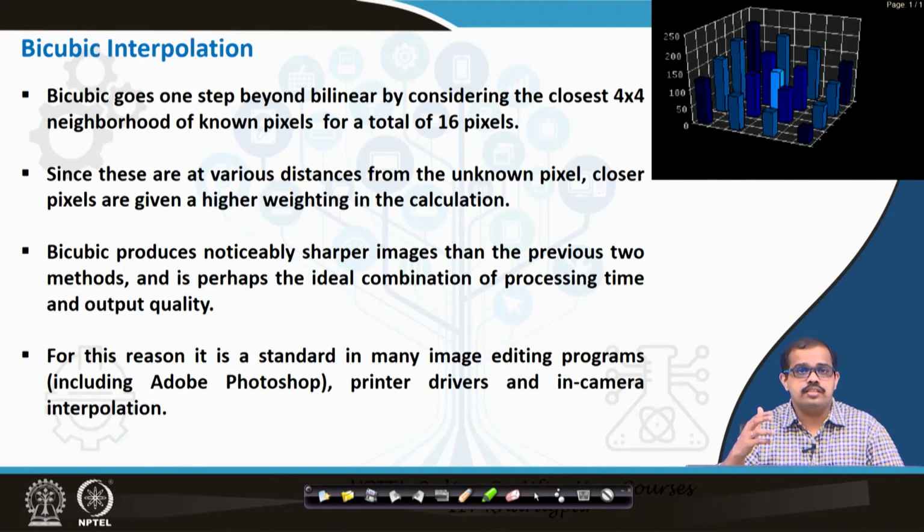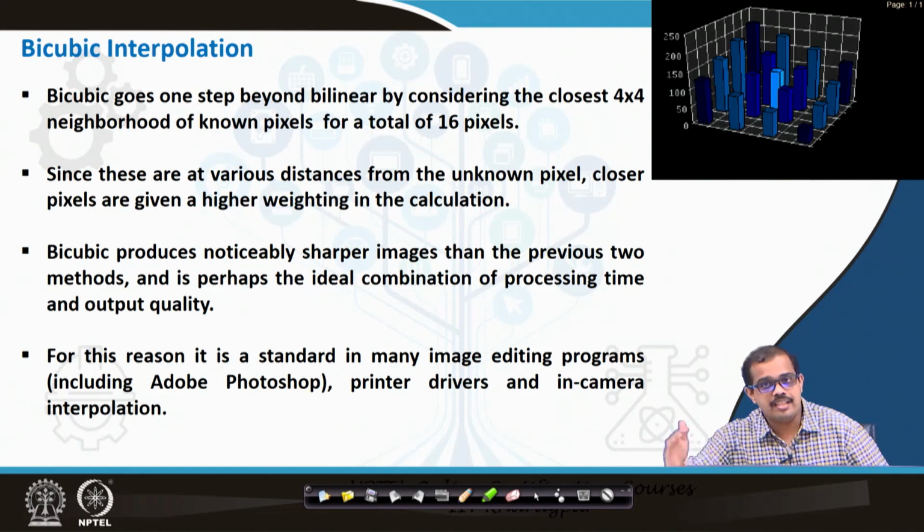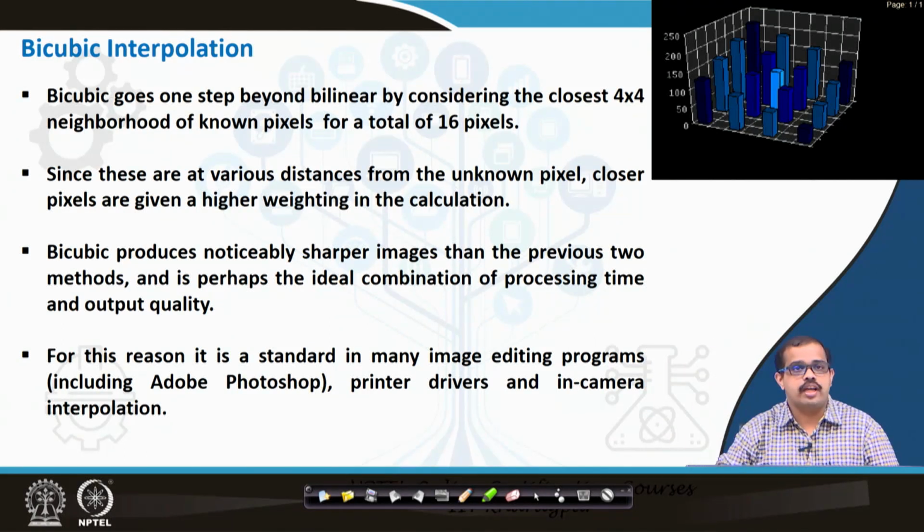Since we do not know the value of the unknown pixel, the closer pixels are given higher weights in the calculation, and as you move away, the weights are lower. So, bicubic produces noticeably sharper images than the previous two methods, and is perhaps the ideal combination of processing time and output quality. For this reason, it is a standard in many image editing programs. Printer drivers and in-camera processing are also interpolated.